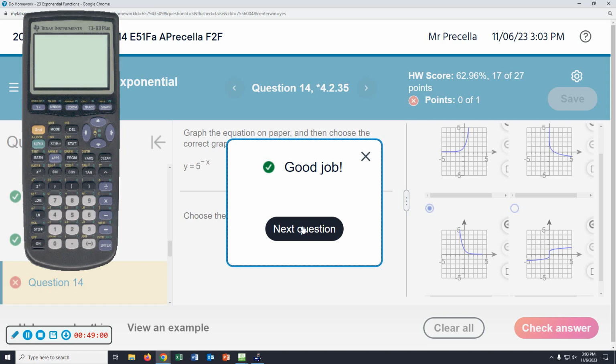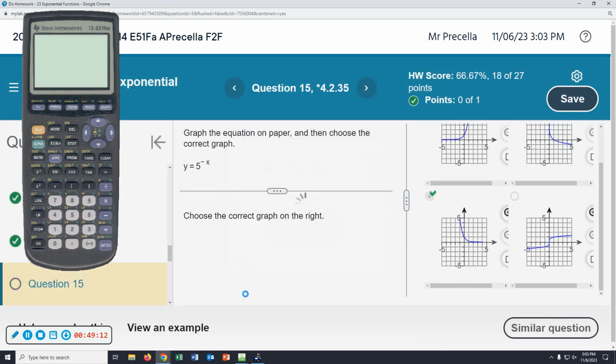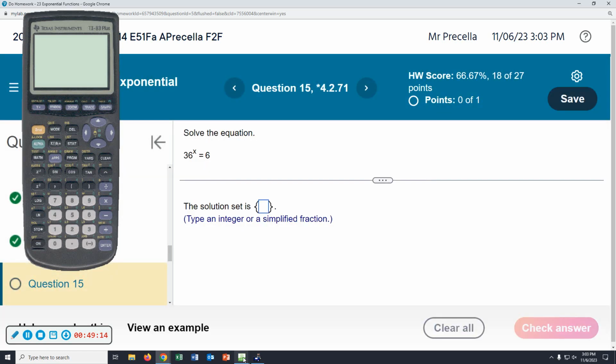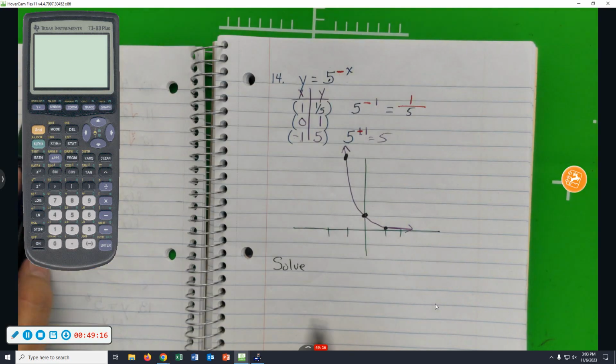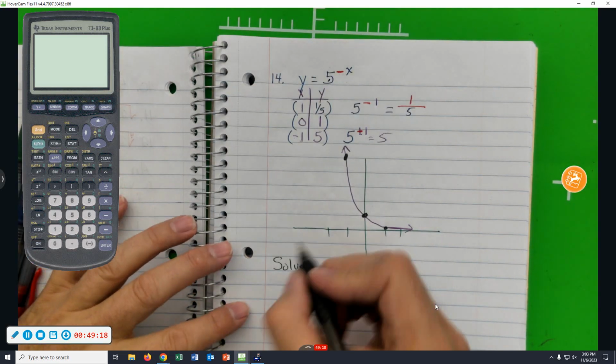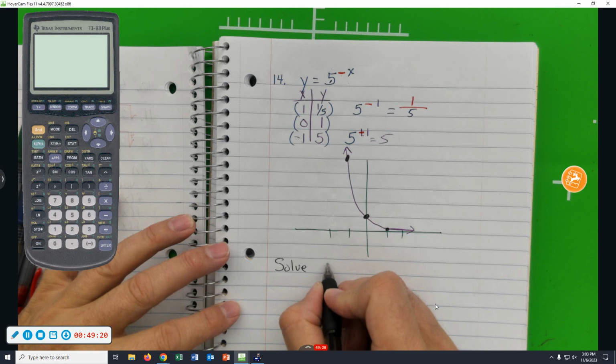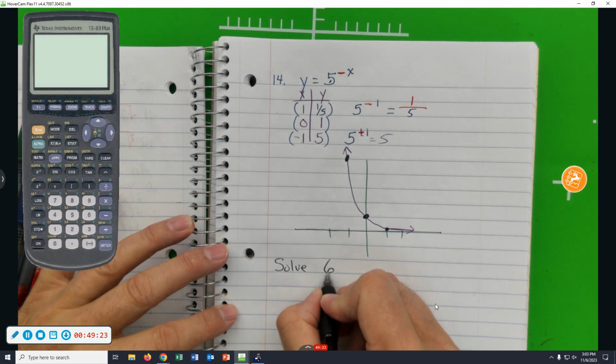Okay. Any questions there? For the rest of this assignment, 15 through 23, we're going to solve exponential equations. Just see if you can solve this by inspection. By that I mean, look and think.